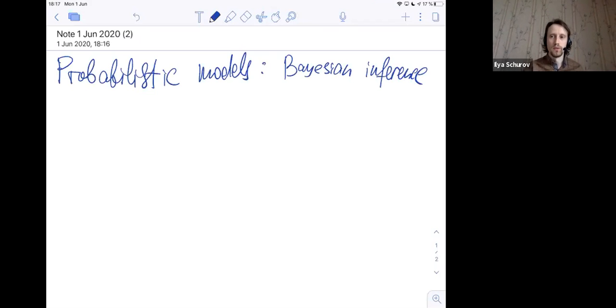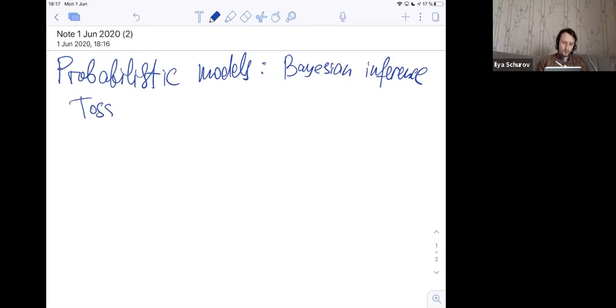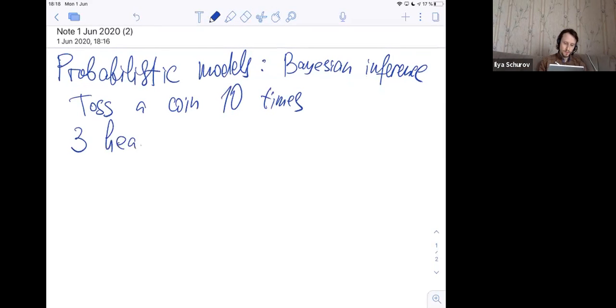Let me begin with the following problem that we discussed on the previous lecture. Let me assume that I have a coin, and I toss this coin, for example, 10 times. And I have 3 heads out of these 10 tossings.